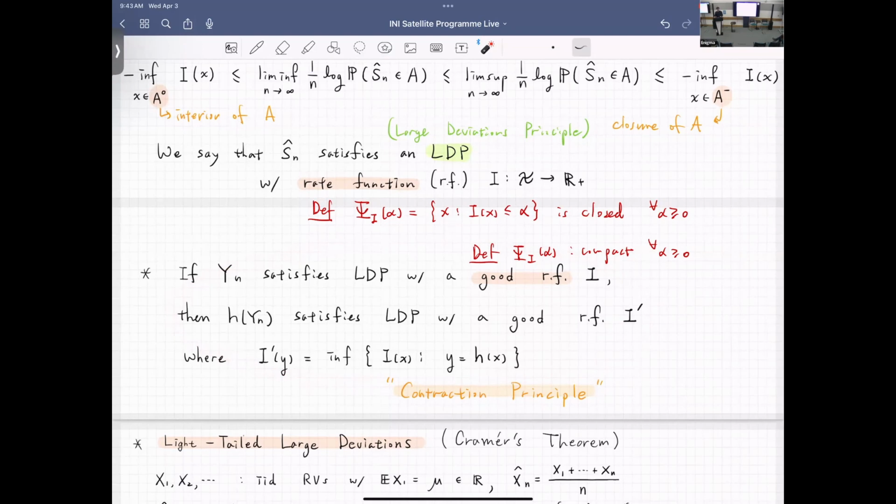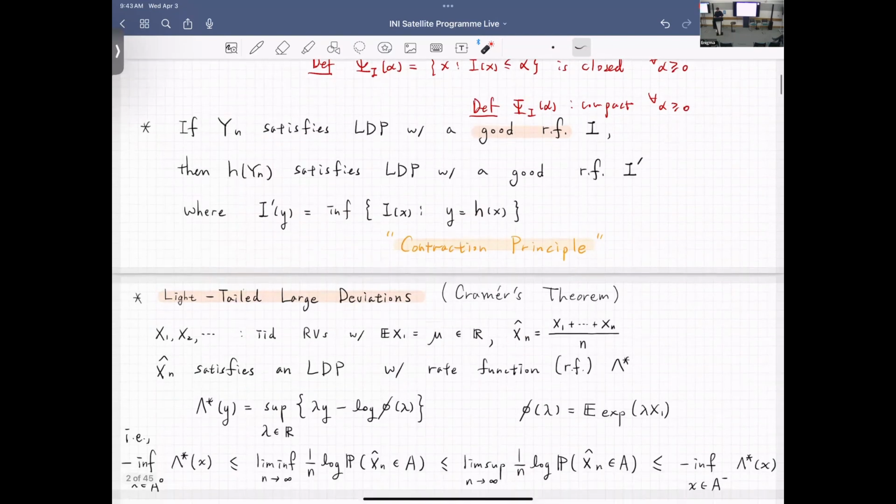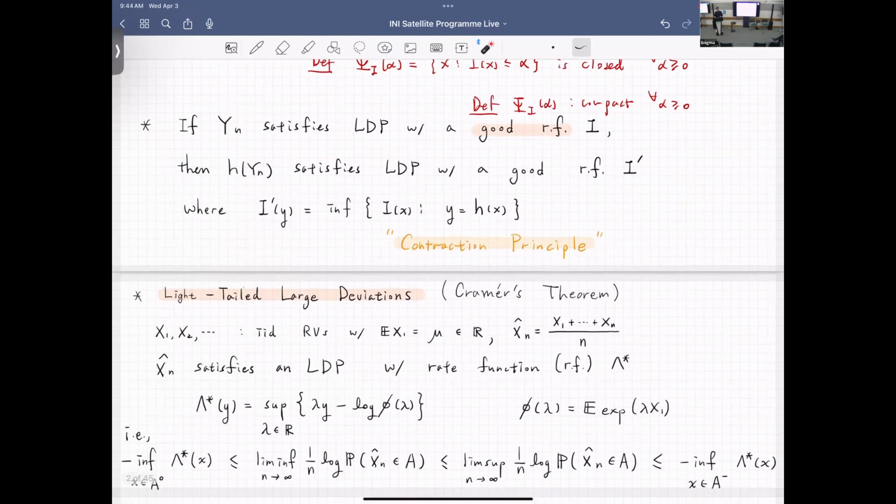So why is this useful? Once you establish LDP for Yn, then you get LDP for many different aspects of Yn. Taking a function of y means you're focusing on some aspect of y. We will see more examples later, but this is one of the reasons why you want to have LDP: once you establish LDP for the system, then you can answer lots of questions about some components.